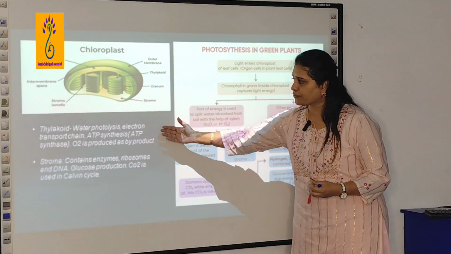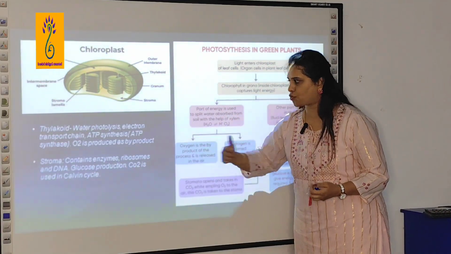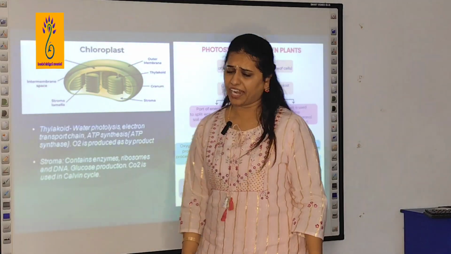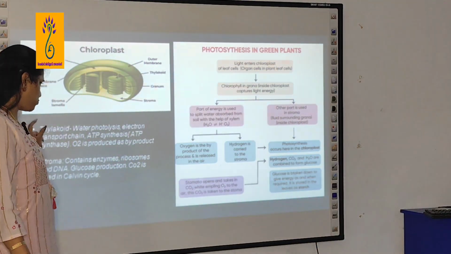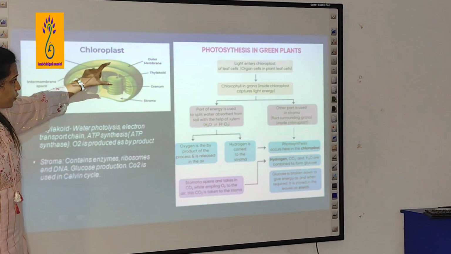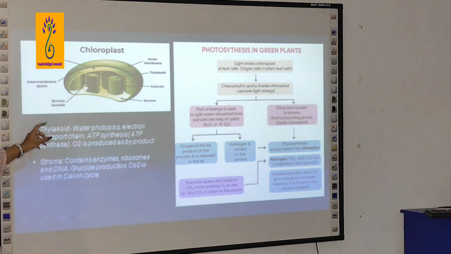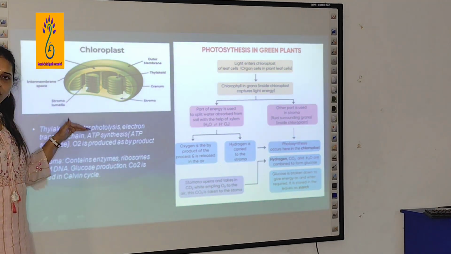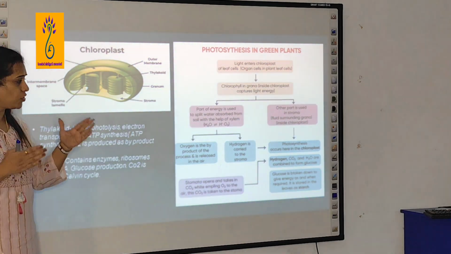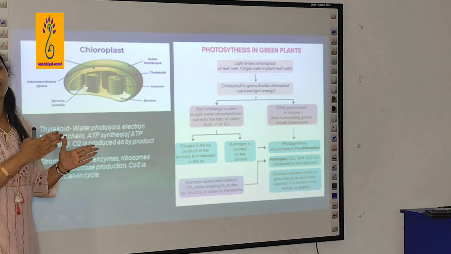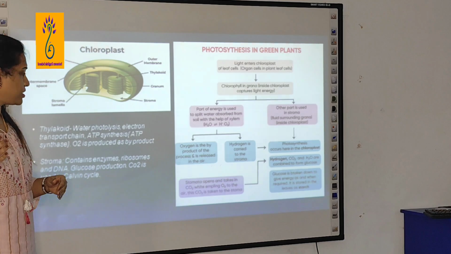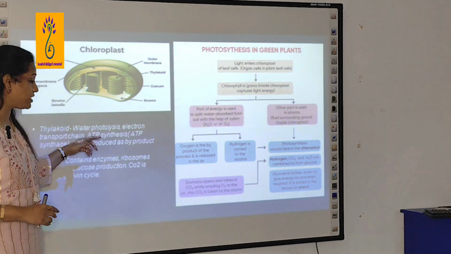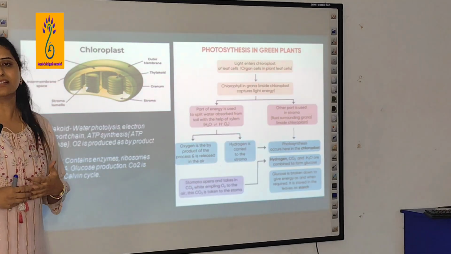So what are the functions of thylakoid and stroma? You should know this mainly. Thylakoids, I told you, are the oval-like structures which pile up to form granum. Thylakoids help in water photolysis. Photolysis means break. The water is split into hydrogen ions and oxygen. Okay. Then it helps in electron transport chain and ATP synthesis.